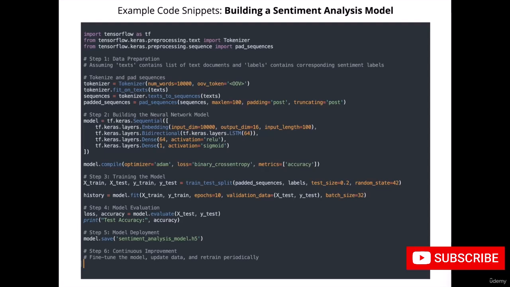Step 6 is continuous improvement. Based on the feedback, you will fine-tune the model, update the data, and retrain it periodically at this particular point. This example demonstrates how to build a sentiment analysis model using TensorFlow's Keras API. You can further enhance the model's performance by experimenting with different architectures, hyperparameters, and preprocessing techniques. Additionally, consider incorporating techniques like word embeddings, for example Word2Vec or GloVe, and attention mechanisms to improve the model's ability to capture semantic meaning and context in text data.